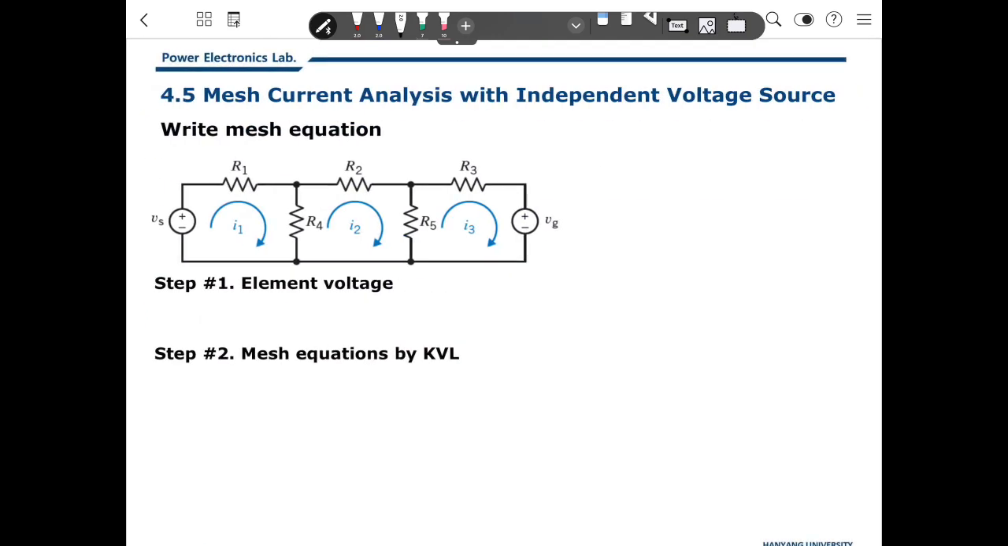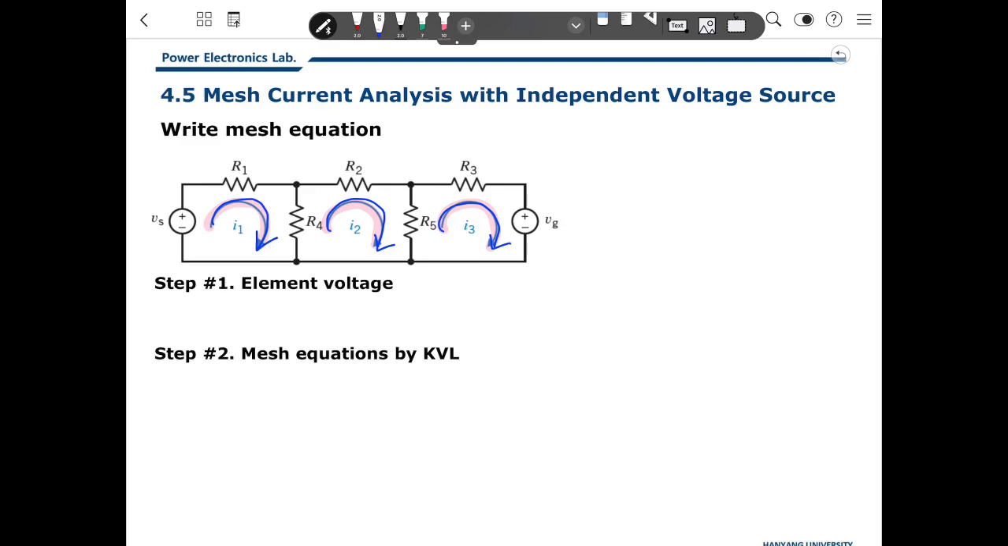This is another example of mesh analysis. Let me check this circuit. There are 4 meshes here. This is mesh 1, mesh 2, and mesh 3. When defining the meshes, we need to define the direction of each, in this way, in this way, in this way.